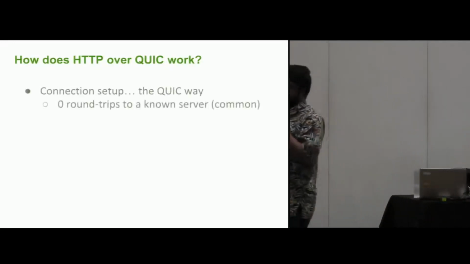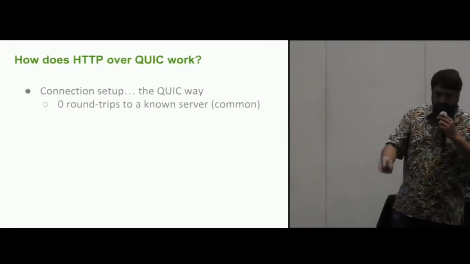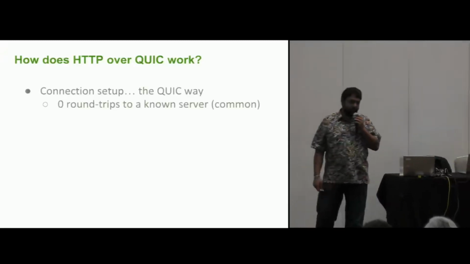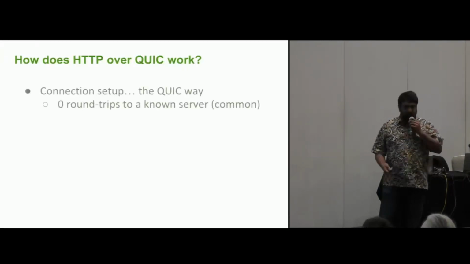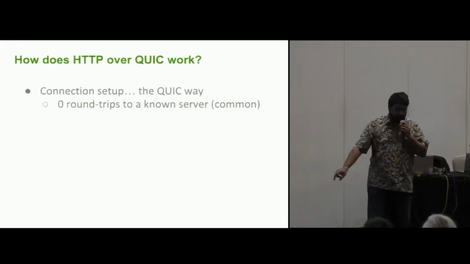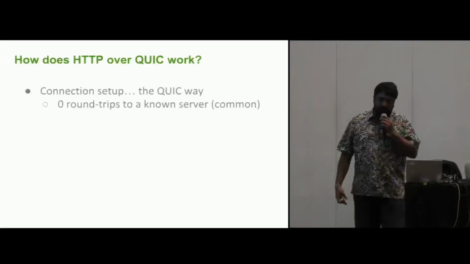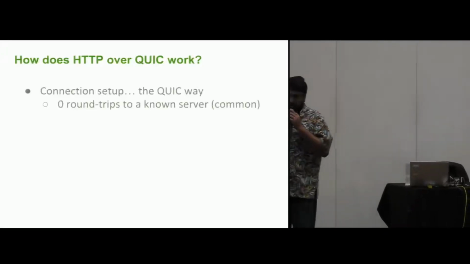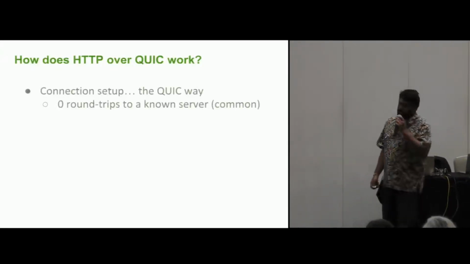0 round trips to a known server. If you're talking to a server that you've already talked to, if a client is connecting to a server it has spoken with in the past, it takes exactly 0 round trips to set up a connection. That's like magic. How can you set up a connection in 0 round trips? Well, you can't. You send a connection handshake packet, and you can immediately send data after it. What it means is that you don't have to wait for the server to respond to you. You can expect that the server will finish its handshake as soon as it receives this packet from the client.